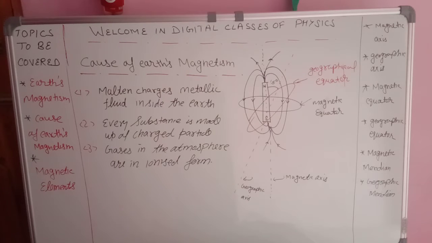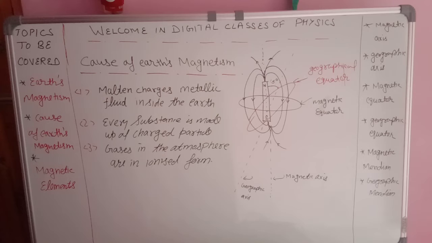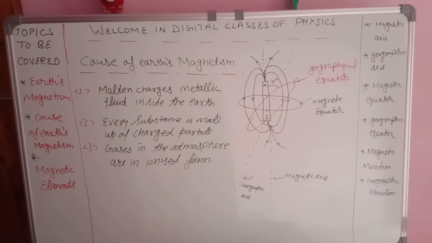And whenever Earth is rotating, those currents, those charges are also rotating, and moving current produces magnetic field. This we already know. Second point is, every substance is made up of charged particles. Dear students, you know that in every substance there are atoms. In chemistry you are studying the very basics of atoms. And in every atom there are electrons. Electrons means the charges which are moving, and moving charges are always producing the magnetic field.